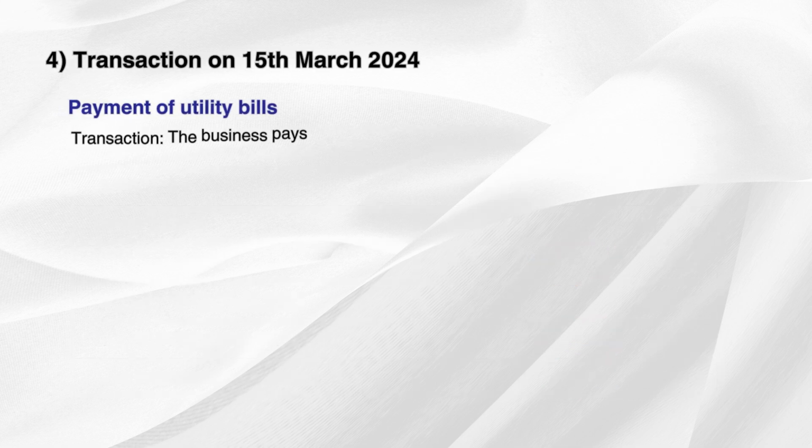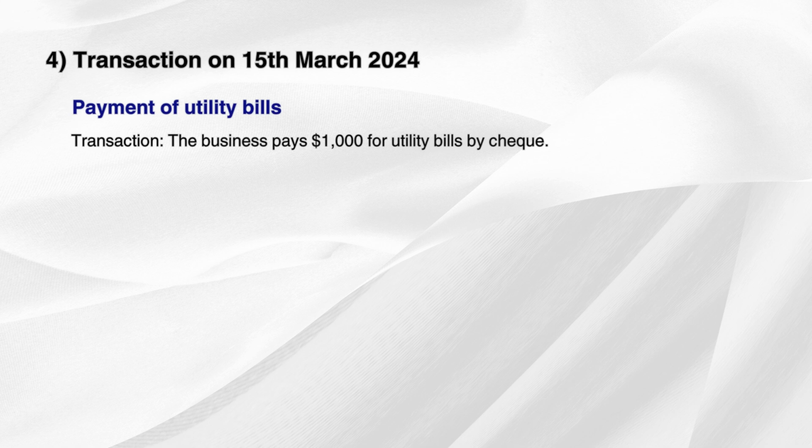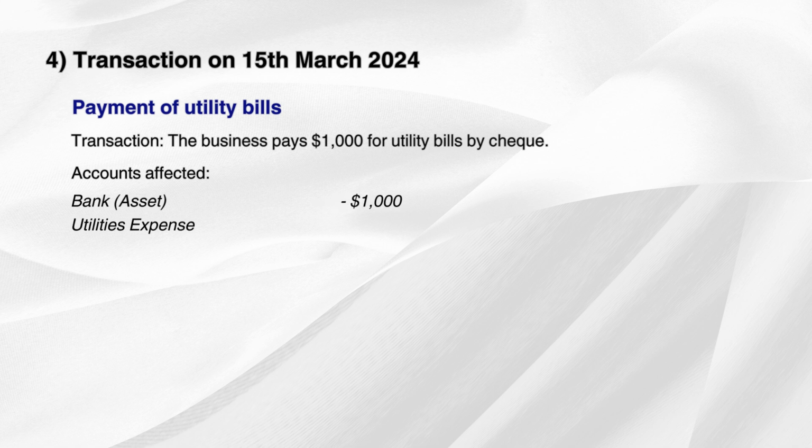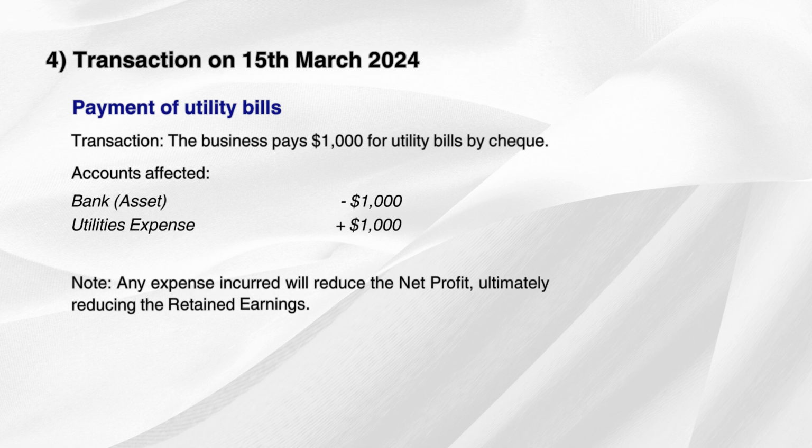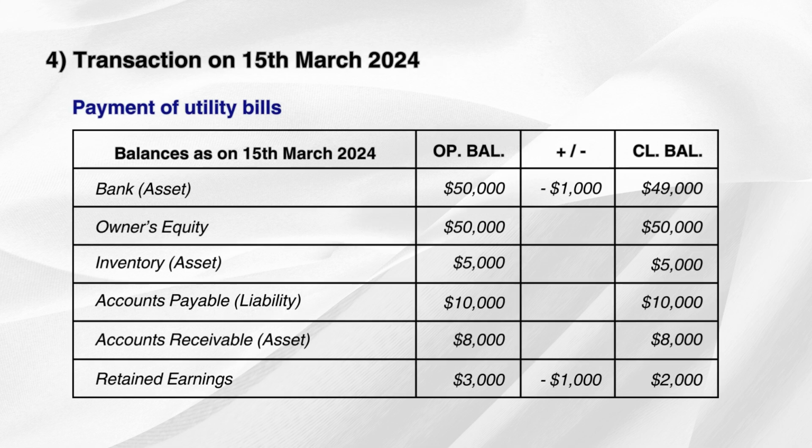Next, on 15th March 2024, consider that the business pays $1,000 for utility bills by check. As there is a check payment, bank balance will reduce by $1,000 and the utilities expense balance will increase by $1,000. As we know, any expense incurred will reduce the net profit, ultimately reducing the retained earnings. Thus, after considering these changes, the account balances will change on 15th March 2024, which is given in this chart. So you see the changes in the column given as add or minus, and we also get all the closing balances. Hope you have understood till now.